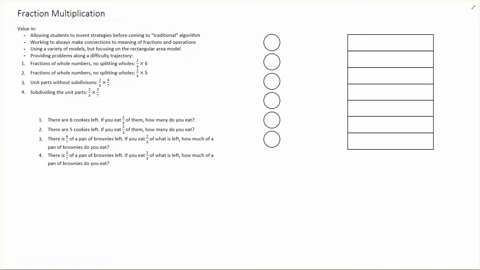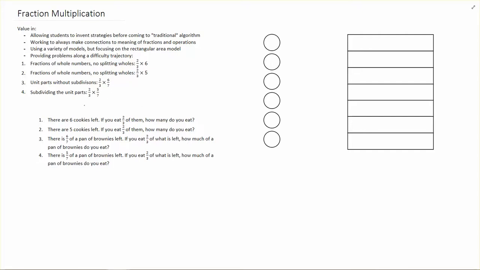It's always good to work to make connections between the meaning of fractions and operations. So you want students to be thinking about what multiplication means and also what the fractions and the numerators and denominators mean. You want to use a variety of models, but we'll find that focusing on the rectangular area model can be especially helpful with some of the most challenging types of problems in fraction multiplication. And we want to provide problems for students along a trajectory. So we want to start with the easiest type of problems and move towards the most difficult type. And I've got 4 steps here that these problems tend to follow.